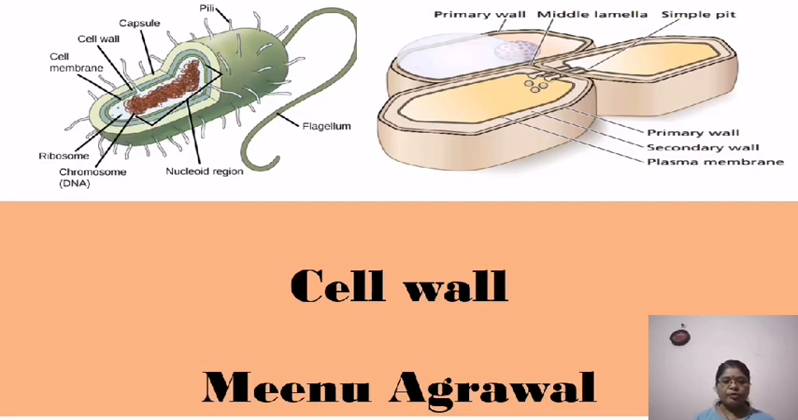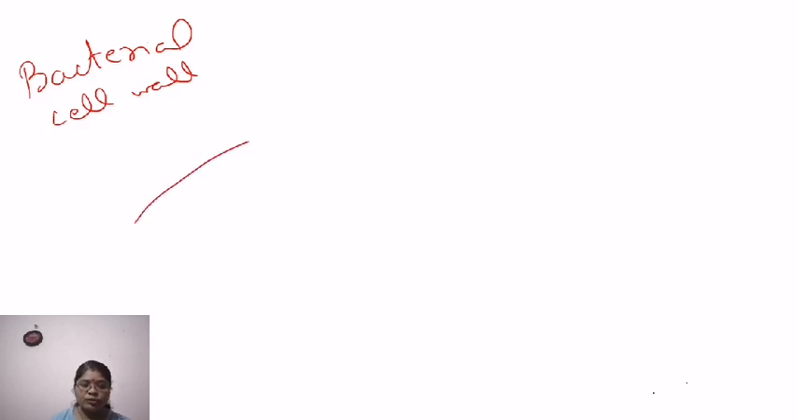Now we are going to discuss the cell wall. So let's start with the bacterial cell wall. You know that bacteria have a cell wall which is made up of peptidoglycan. So let's look at it.